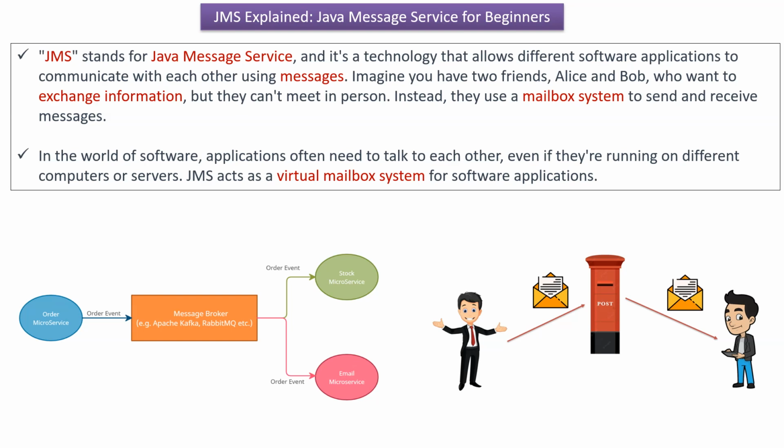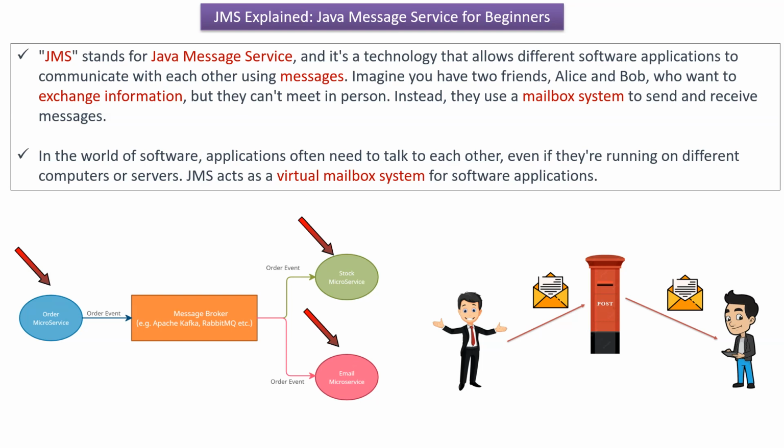This video tutorial I will explain JMS. JMS stands for Java Message Service, and JMS is the technology that allows different software applications to communicate with each other using messages. Imagine you have two friends, Alice and Bob, who want to exchange information, but they cannot meet in person. Instead, they use a mailbox system to send and receive the messages.